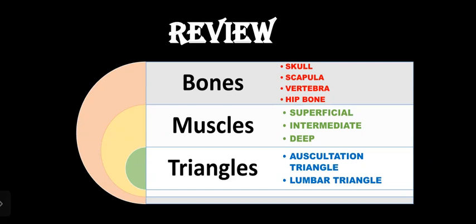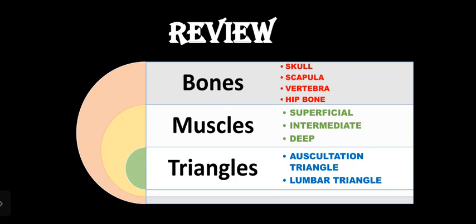Starting with the triangles, since it is a small topic, we'll discuss it over here itself. In the triangles, there is the auscultation triangle that is present at the scapular region. In the auscultation triangle, the main thing which we need to understand is that it is a point where we can hear the impulse, or we can test it by the stethoscope. Second is the lumbar triangle, which is present at the lumbar region.